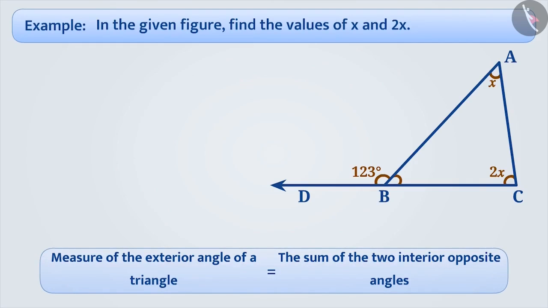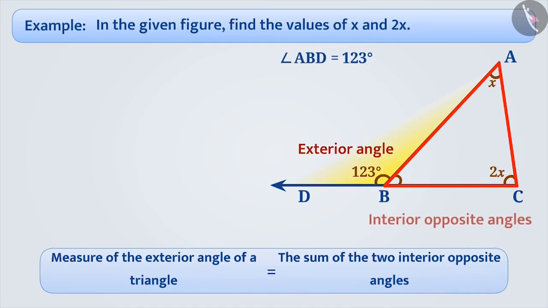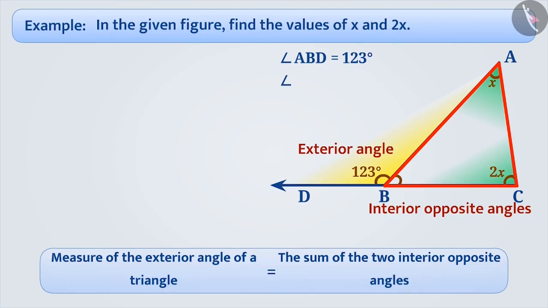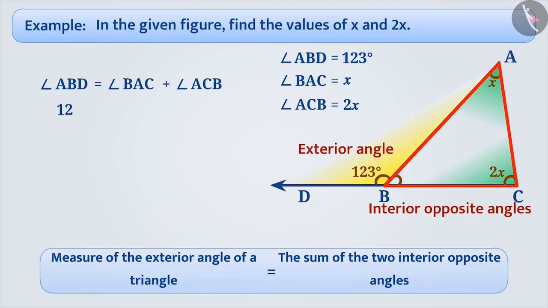Here we can see that angle ABD is the exterior angle of triangle ABC measuring 123 degrees, and the interior opposite angles to this angle are angle BAC and angle ACB. Here the measure of angle BAC is x and the measure of angle ACB is 2x. From the exterior angle property of a triangle, we can write angle ABD is equal to angle BAC plus angle ACB, which means 123 degrees is equal to x plus 2x, which means 123 degrees is equal to 3x.